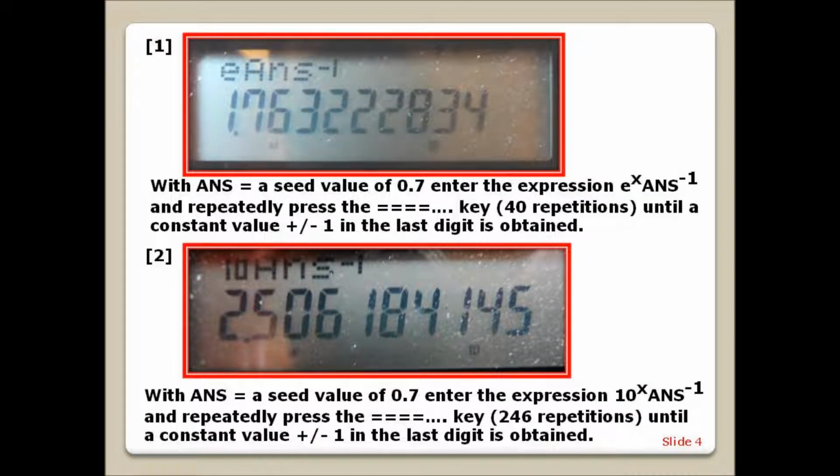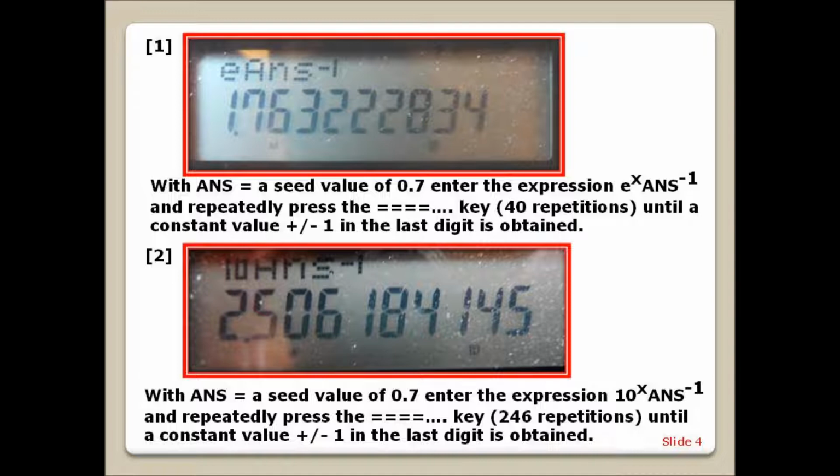Proceed as follows. 1. With answer equal to an arbitrary seed value, I used 0.7, enter the expression e to the power x, answer reciprocal, and repeatedly press the equals key, in this case 40 repetitions, until a constant value of plus or minus 1 in the last digit is obtained.